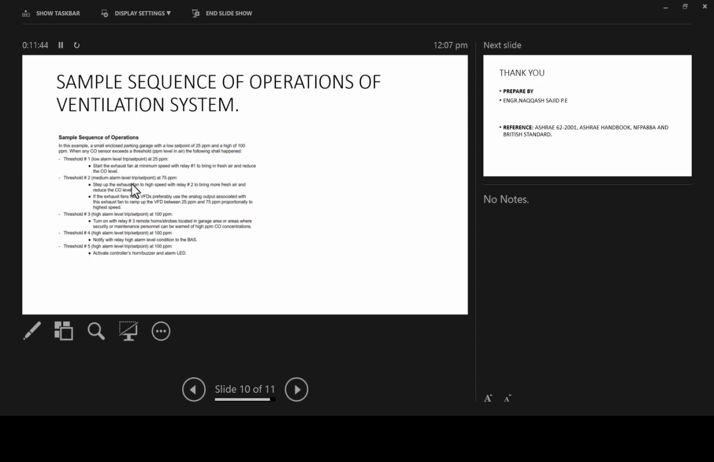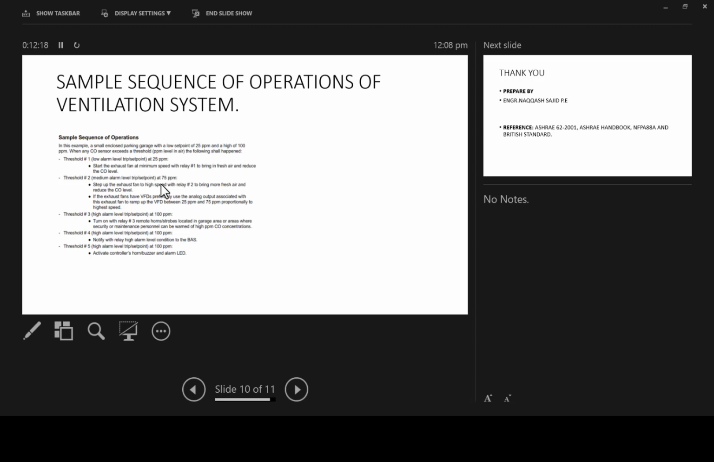Then at a medium alarm level, the trip set point is 75 ppm. When it goes above 75 ppm, the exhaust fan will run at a high speed to bring more fresh air and reduce the CO level. If the exhaust fan has a VFD, like I said, preferably use the analog output associated with this exhaust fan to ramp up the VFD up to 75 ppm. This is the normal range at different exposures. So if it goes above 100 ppm, then it's a high alarm level.